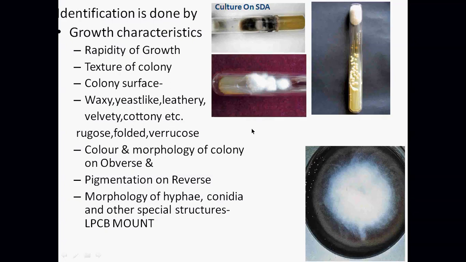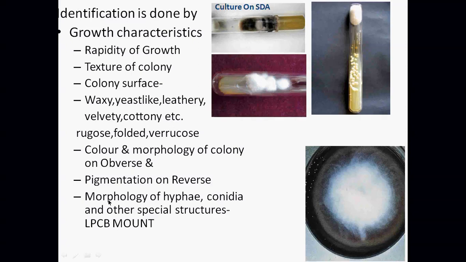I will show you the reverse part also. So the front is known as the obverse part and the color and colony morphology is observed on the obverse part. Here you can see white color is there, here blackish color is there. So on the front side you have to observe the color of the colony. And on the reverse part you will observe the pigmentation which is produced by these fungi.